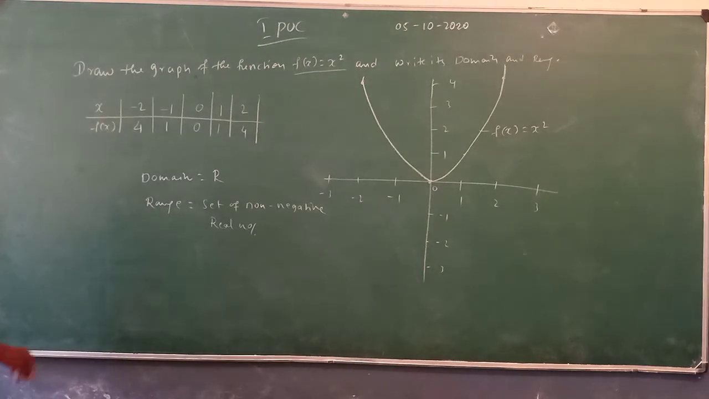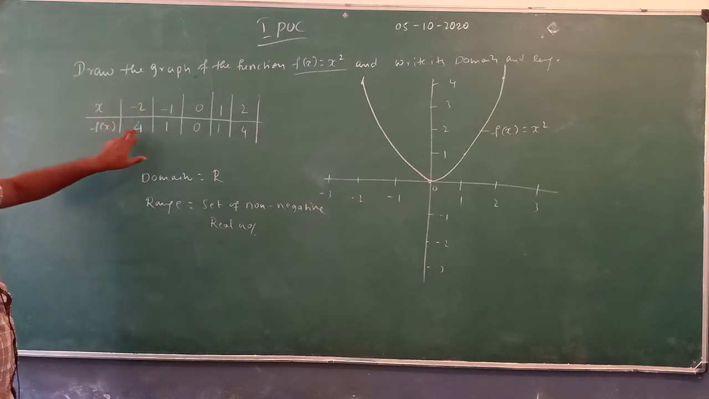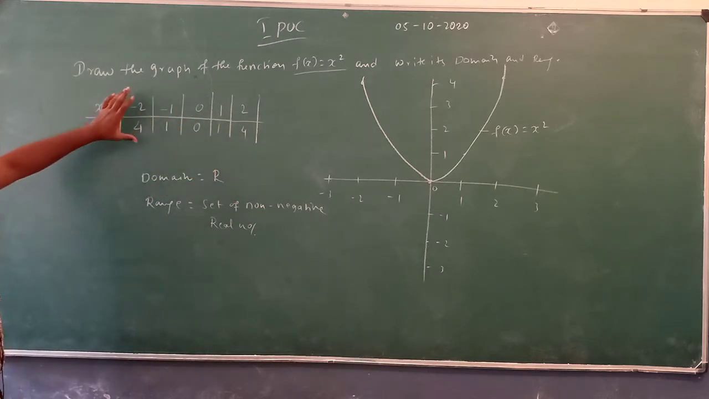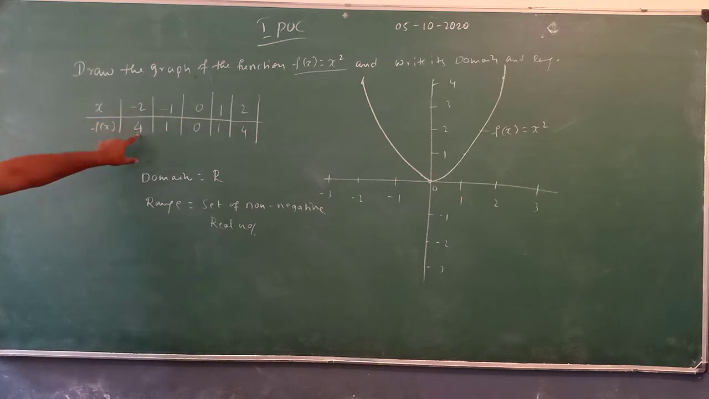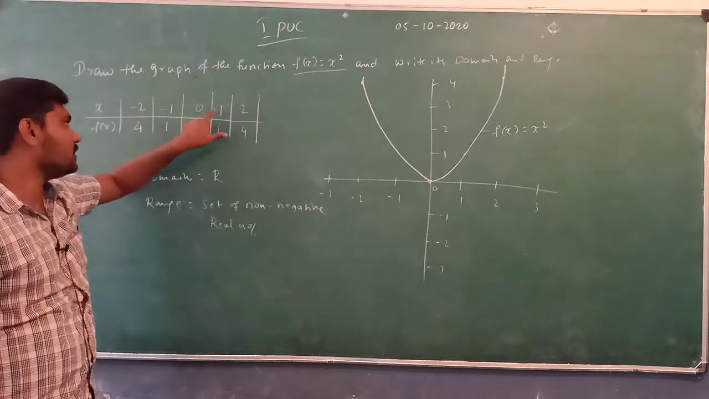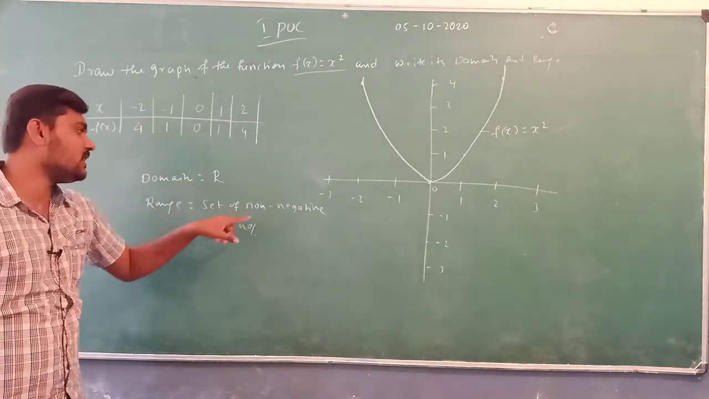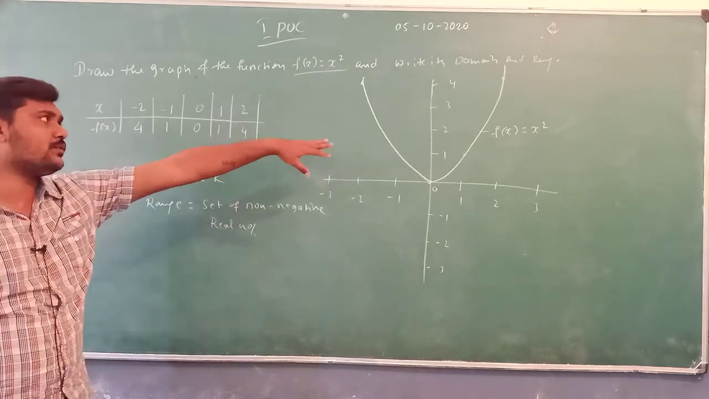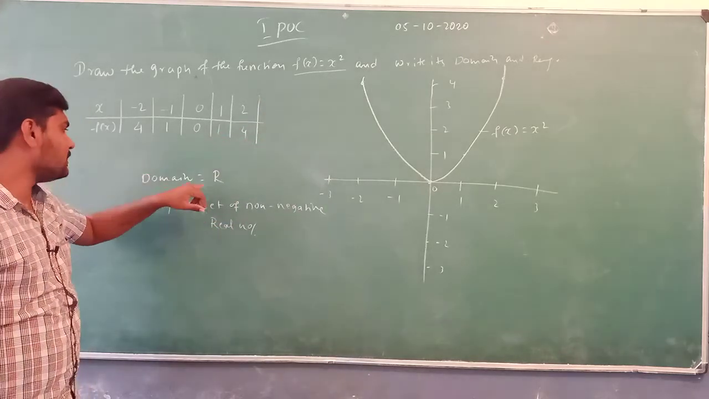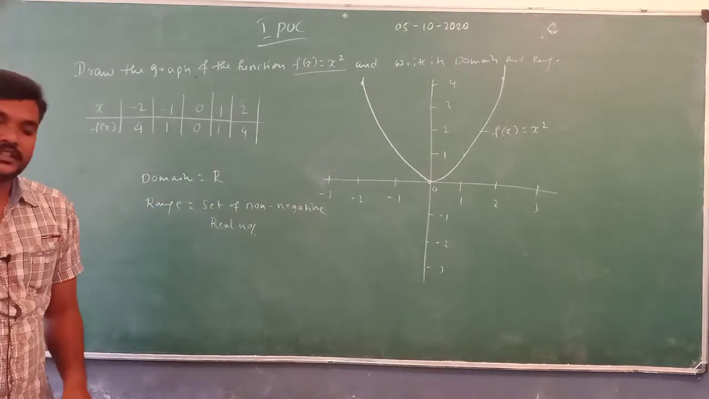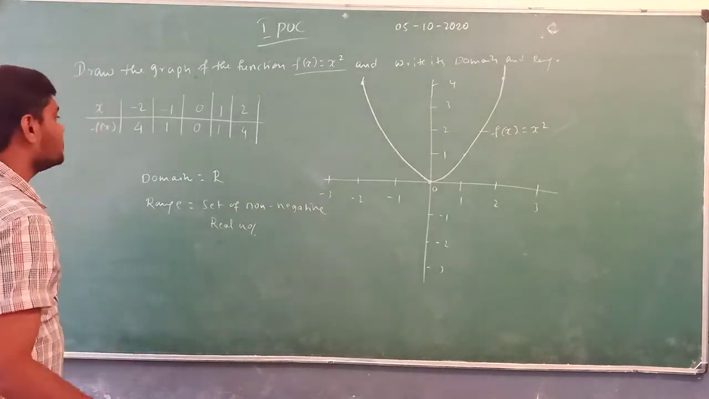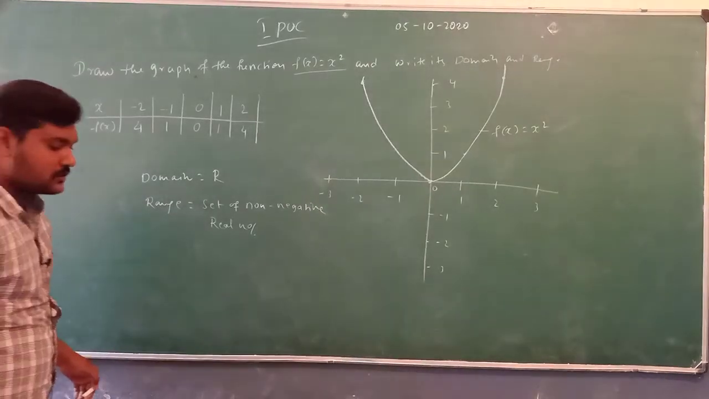When the value of x is equal to minus 2, then f of x is equal to 4, because f of x is equal to x square. Before drawing the graph, we need to choose particular points: minus 2, 4; minus 1, 1; 0, 0; 1, 1; 2, 4. So the domain is equal to R and the range is equal to the set of non-negative real numbers. The graph of this function is going to be like this. Just pause the video to note these things down.